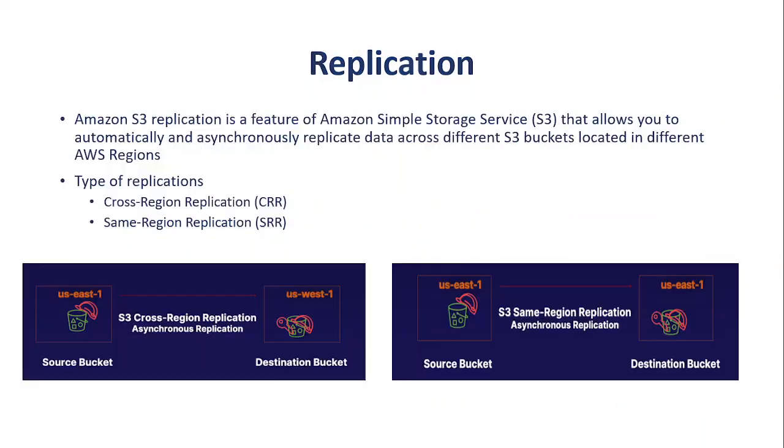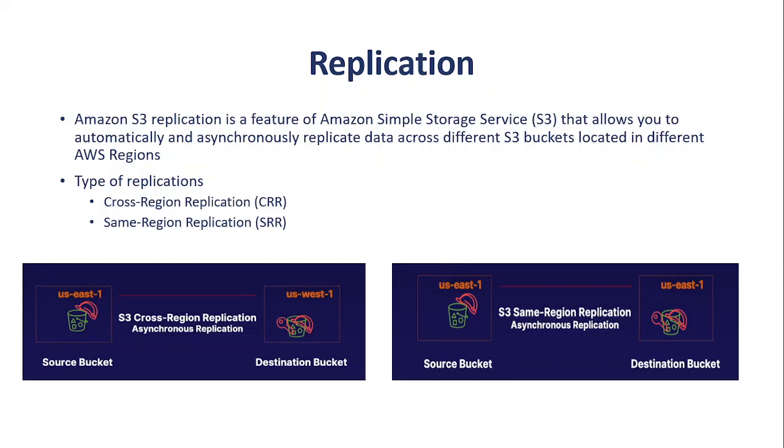Okay, the next thing is the replication. Replication basically allows us to automatically and asynchronously replicate data across different S3 buckets. It helps us to achieve a higher level of durability, availability, and fault tolerance for the data. And replication is a very popular use case for disaster recovery.